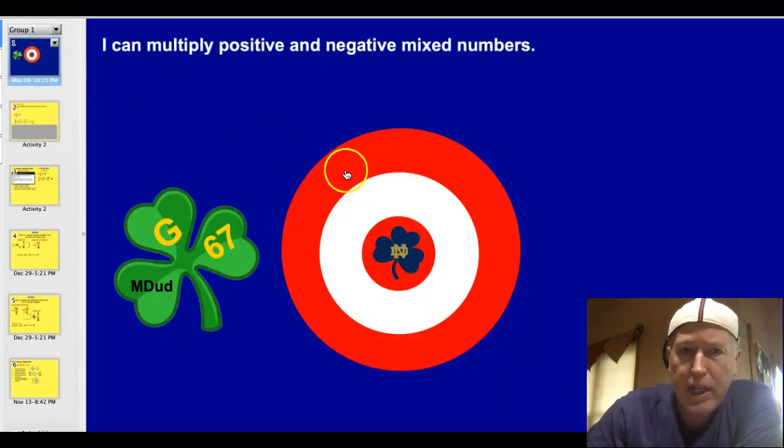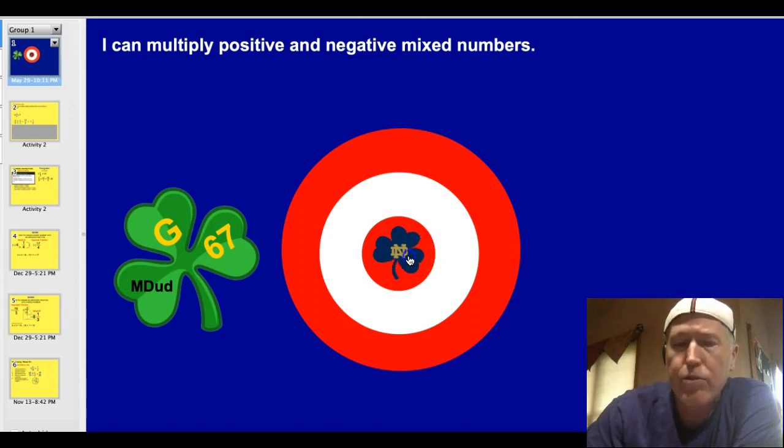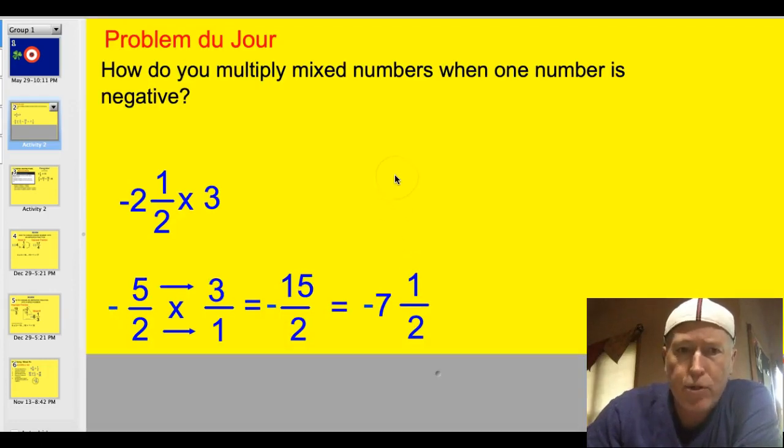Officially tonight our target is: I can multiply positive and negative mixed numbers. Let's do this thing. The problem du jour: how do you multiply mixed numbers when one number is negative?